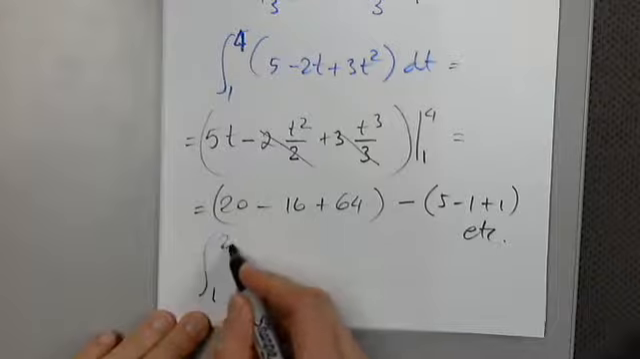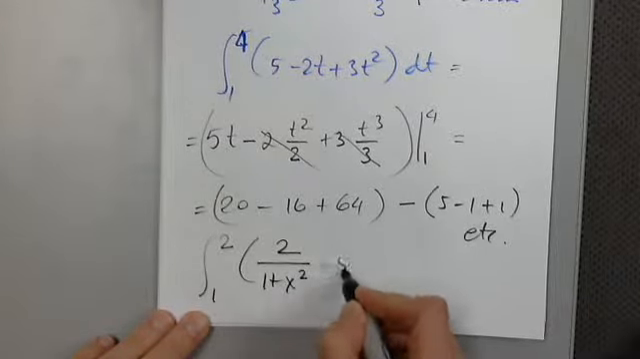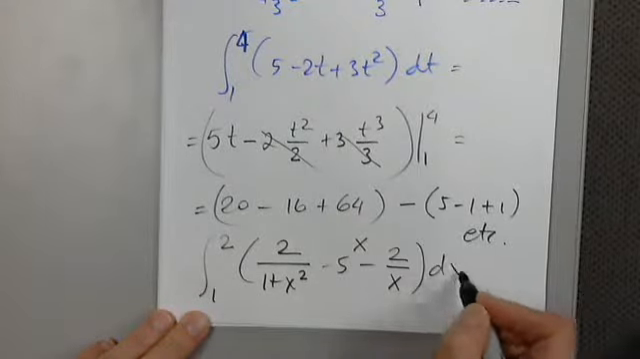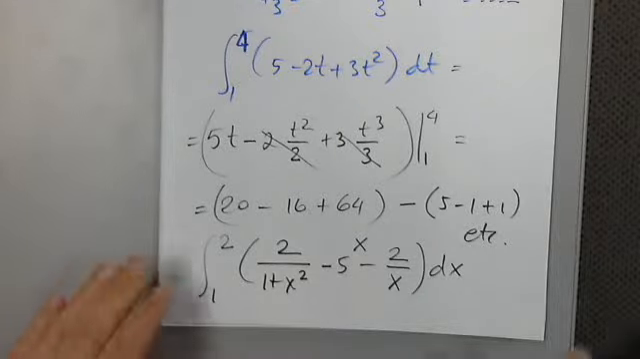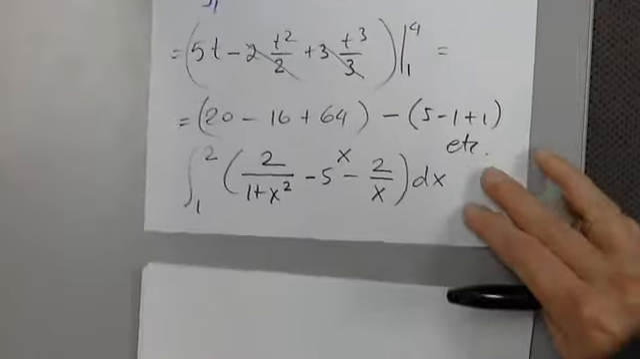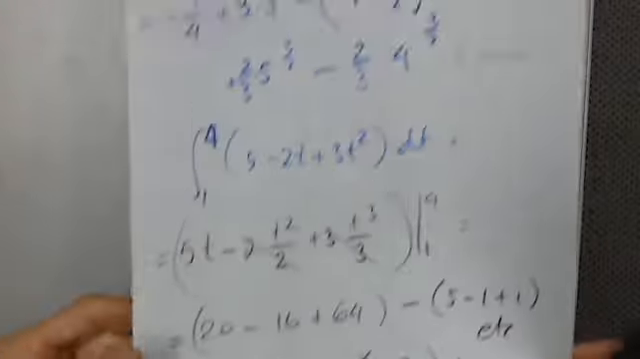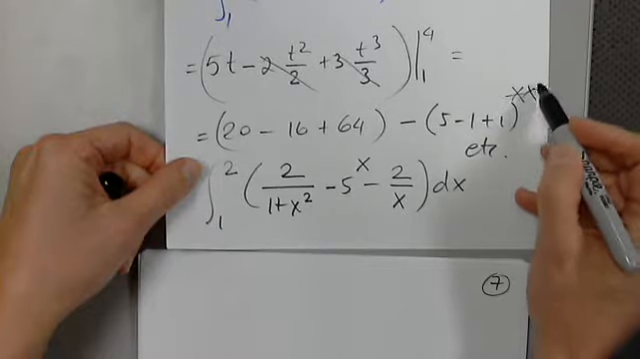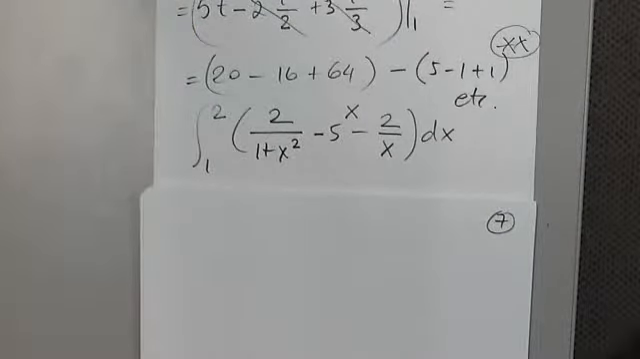The integral from 1 to 2 of 2 over 1 plus x squared minus 5 raised to the x minus 2 over x dx. So if we finish, we can come back and determine this number if you want, and then determine this number. But I like to move on to cover everything.